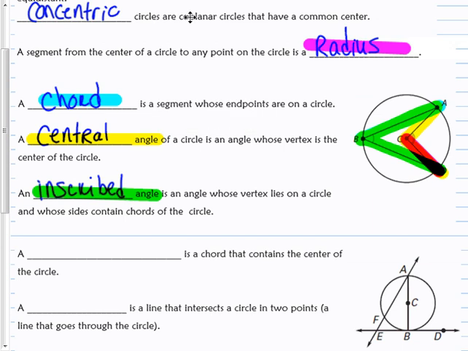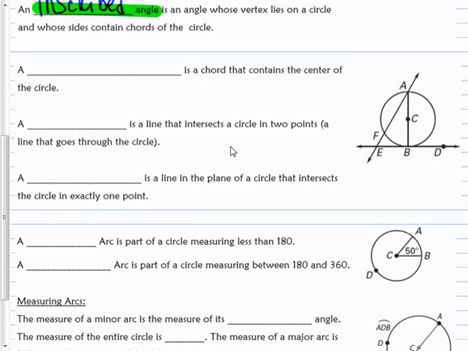I highly suggest you label, like you could be writing right here, chord, and you could be writing here, radius, and so on, to help you, or be highlighting, whatever helps you the best. Next up is diameter. A diameter is a chord that contains the center of a circle. So if you look back at your notes, a chord is a segment whose endpoints are on the circle. Well, a diameter is a chord, but it has to go through the center of the circle.